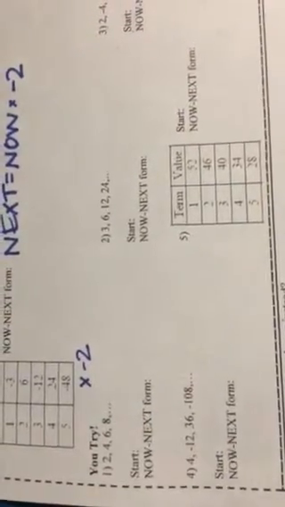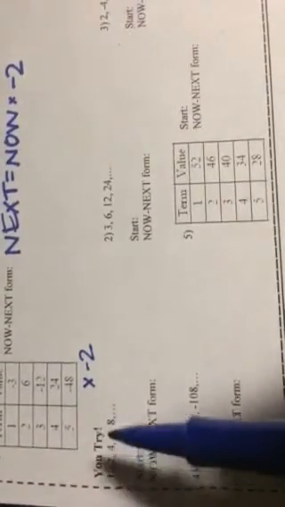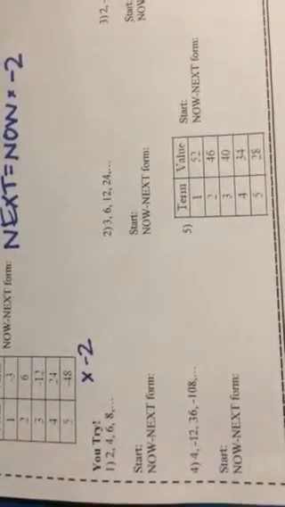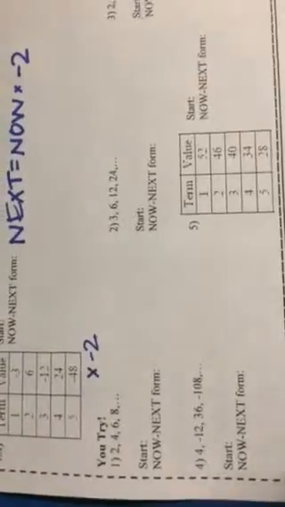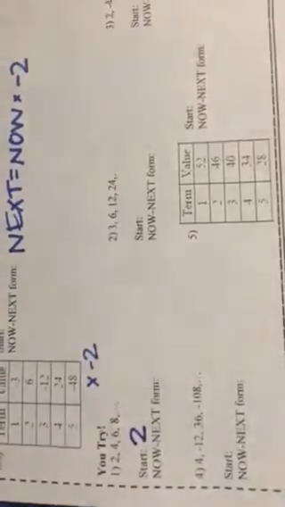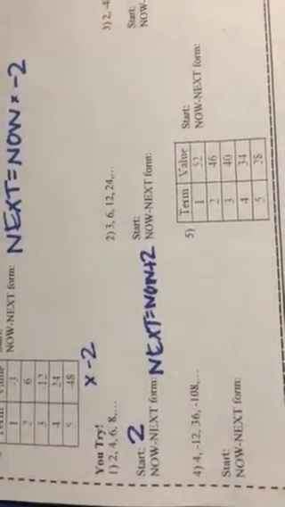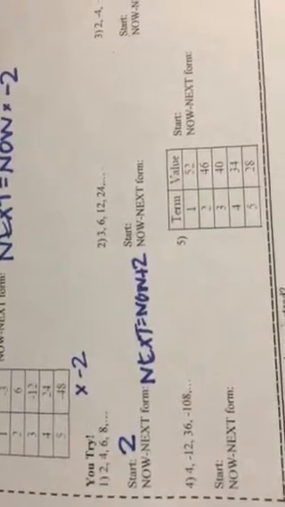So on these down here, the first one that we have is 2, 4, 6, and 8. Obviously every time you're adding 2 to get to the next number. You start off at 2, and you're adding 2 every time. So you're going to get next equals now plus 2. I'll give you a second to write that down. Next equals now plus 2.